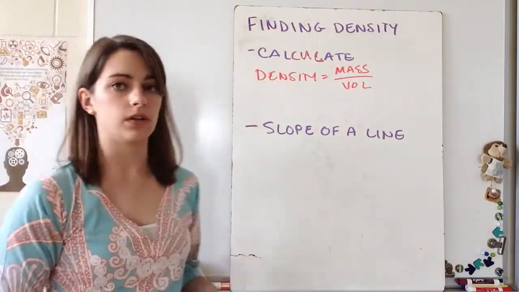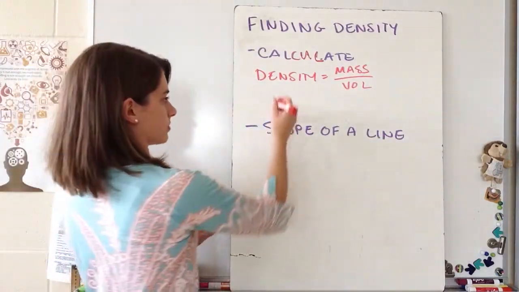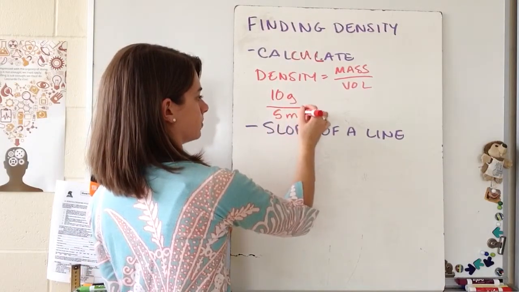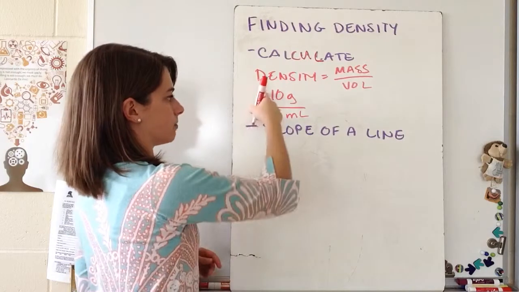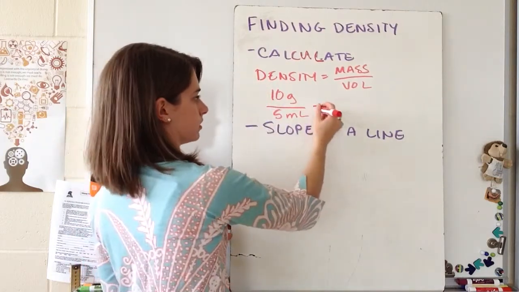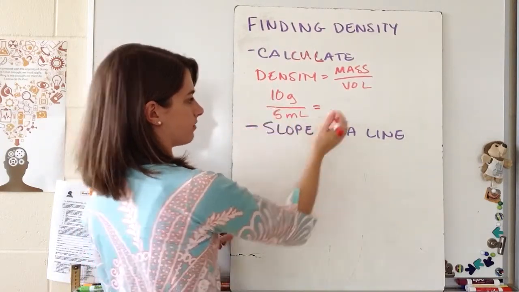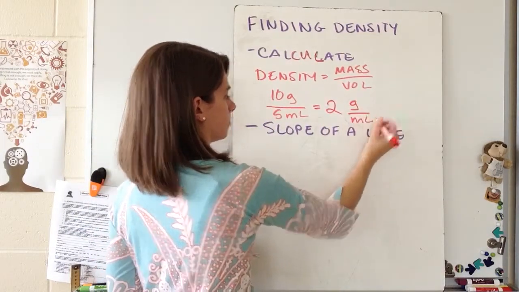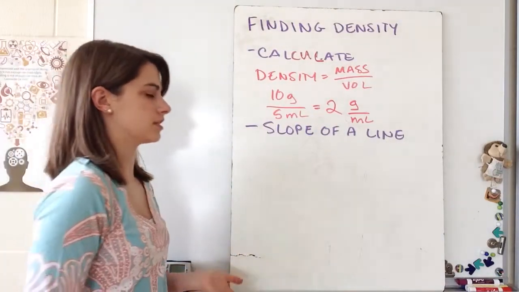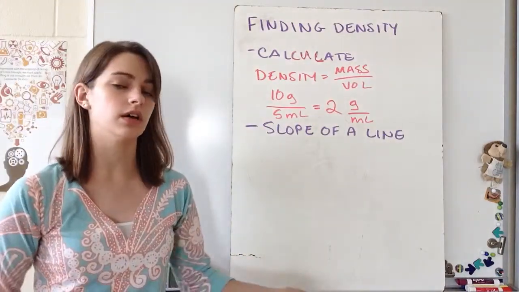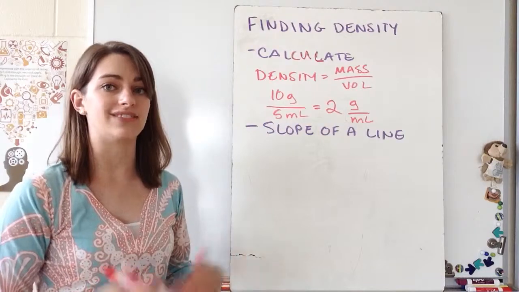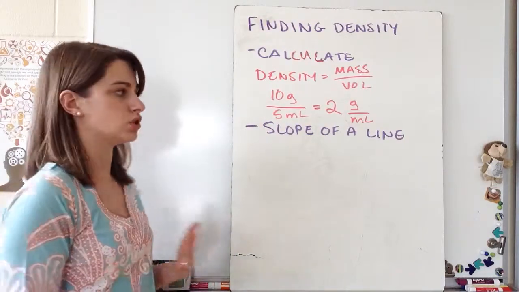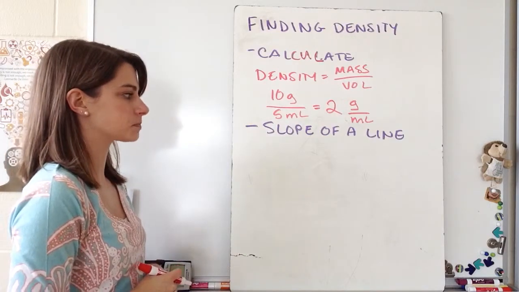So say, for example, I have 10 grams of substance, and it has a volume of 5 milliliters. If I do mass divided by volume, which gets me 10 divided by 5, I end up with 2 grams per milliliter. So whatever this substance is, it has a density of 2 grams per milliliter, even though I have 10 grams of the substance and it has a volume of 5 milliliters. The density is 2 grams per milliliter.